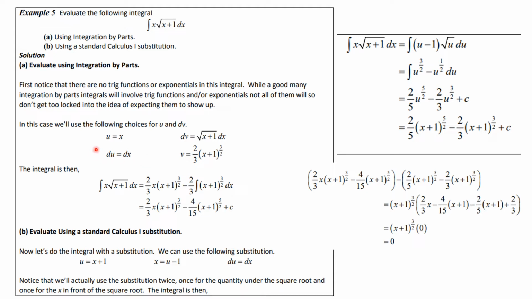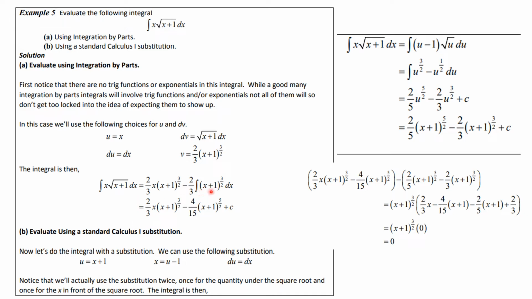Well, by parts, the way to proceed then is to let u equal x, then du is equal to dx. dv is everything except the x, so it is the square root of x plus 1 dx. And when I integrate it, I get this. Now that's looking a little formidable, but at least I knew how to do it. And so the integral then is uv minus the integral of v du.